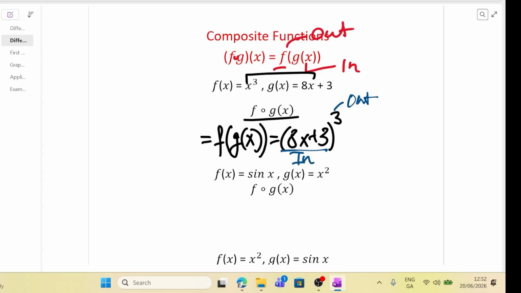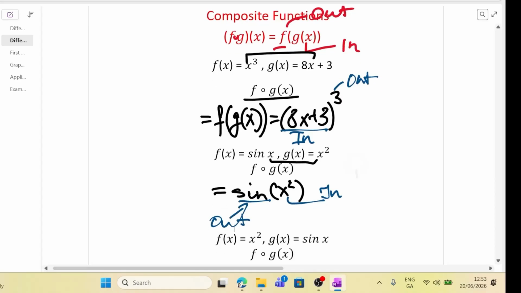The next one, again, I do exactly the same thing. So it's g inside of f. So I take the x squared and sub it in, replace the x with that. So what I should get over here is sine of x squared. This time x squared is my inside, and then sine is the one that is outside.